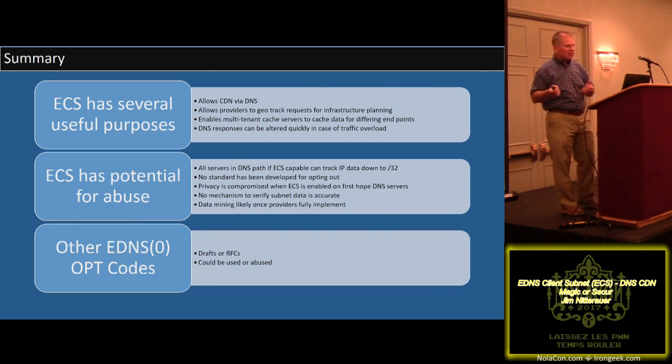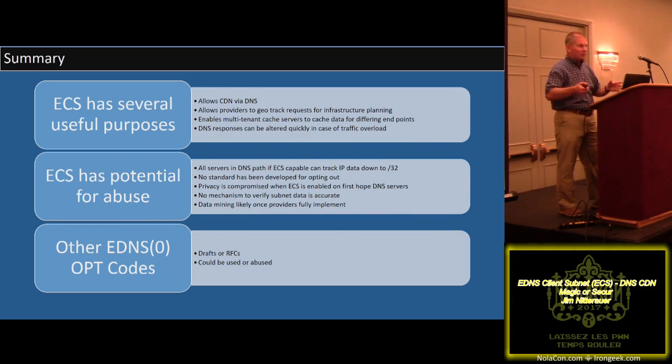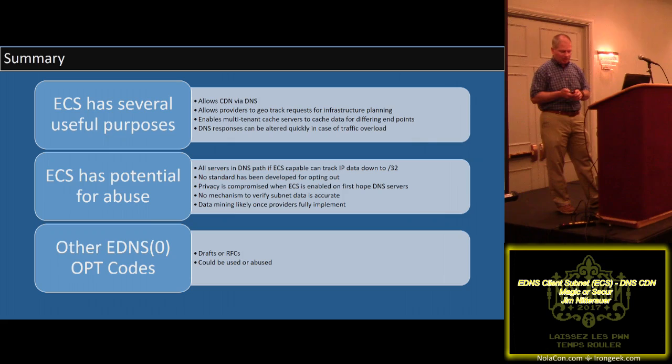So again, to summarize, EDNS Client Subnet has several useful purposes. It does serve some good purposes. It gives people the ability to geolocate sites, provide you a better browsing experience. It enables multi-tenant cache servers to serve up the right data for people based on their geolocation. It has potentials for abuse. And if you get a chance, go look at some of the other EDNS option codes and see what kinds of things are out there. You might be a little surprised at what's going on.